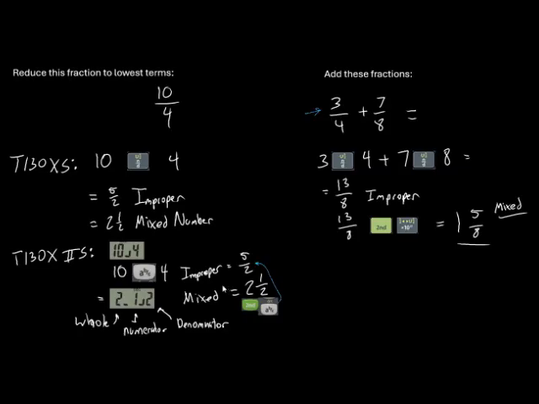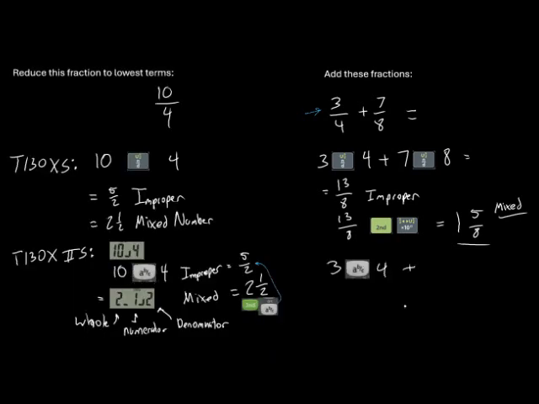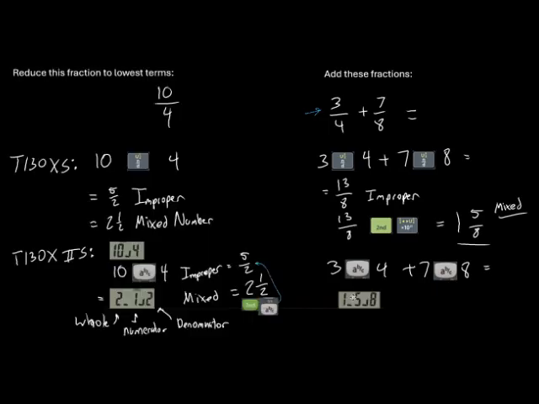Now that we know how to get mixed and improper fractions using the TI-30XS, we'll now enter 3/4 plus 7/8. We'll say 3, ABC 4, and then plus 7, ABC 8. Before I press equals, I'll write this down on the slide. Once we press enter, we have 1 as our whole number, 5 as our numerator, and 8 as our denominator. This means in mixed form, our answer is 1 5/8.